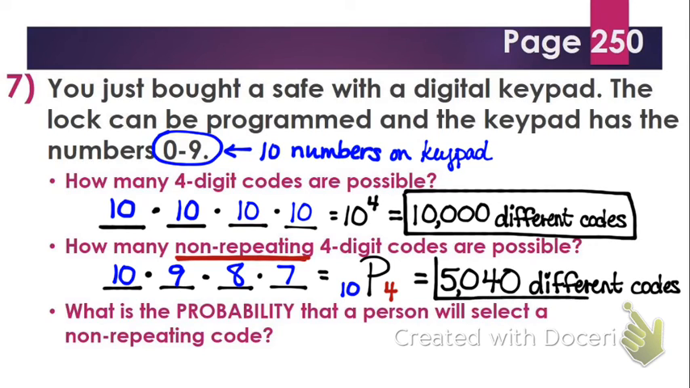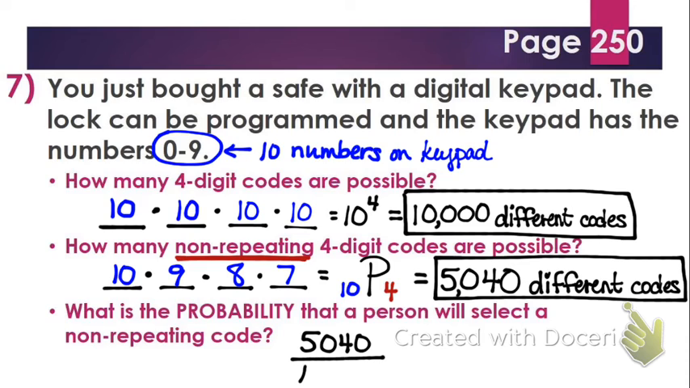So what's the probability that somebody goes into a store, they buy this safe, and they make up a code that doesn't have repeating numbers? What would that probability look like? 1 over 5,040. That would be one specific code out of all the non-repeating codes. I want to know what's the probability that somebody selects a non-repeating code out of all the possible codes. 5,040 over 10,000.